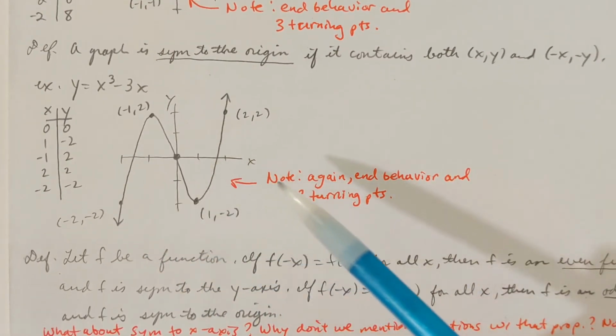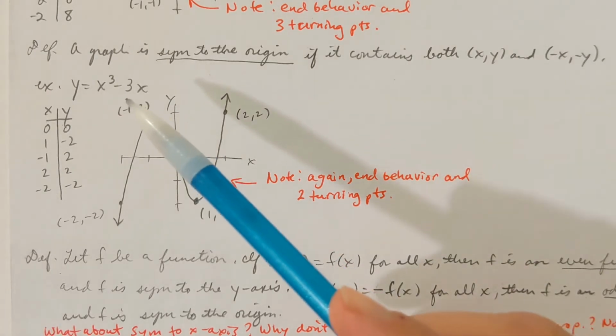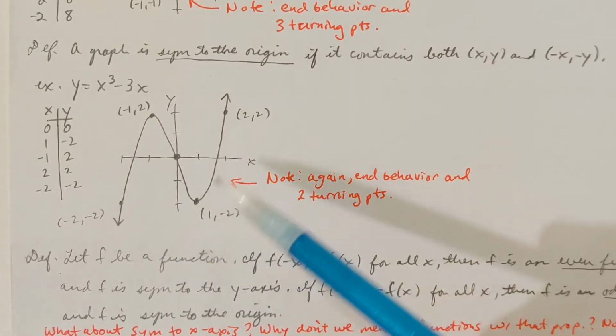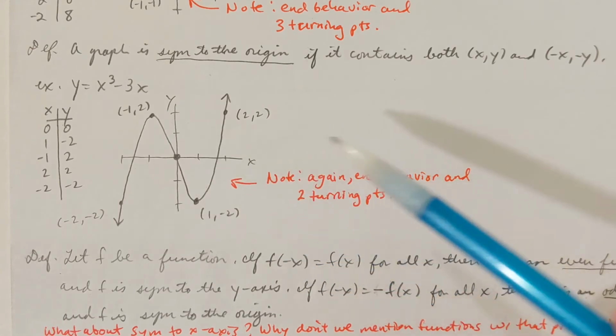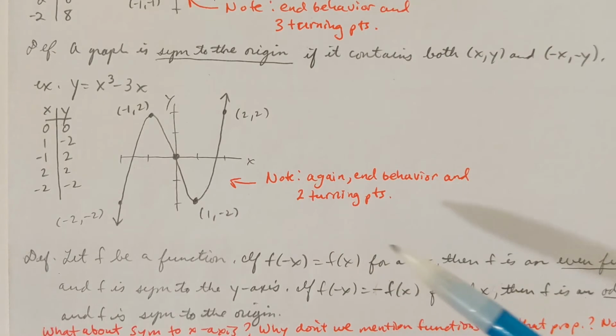And this is a degree 3 polynomial, so there'd be at most 2 turns, and we open down on the left and up on the right.